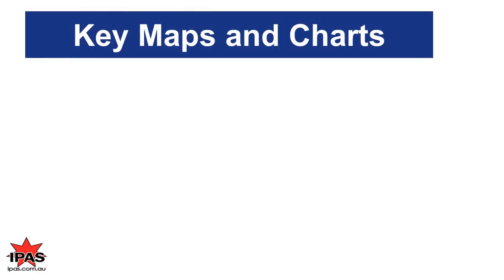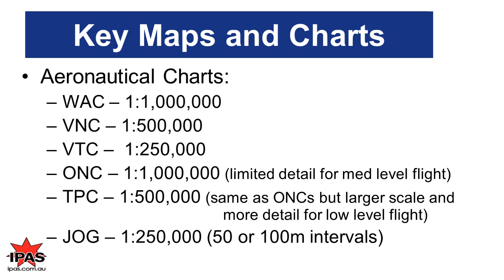Some key maps and charts that we're concerned with, well, aeronautical charts. The three most common aeronautical charts you'll find within the civilian flying industry are the WAC, the VNC, and the VTC. The WAC stands for World Aeronautical Chart, is a 1 to 1 million scale chart, which means that the features on there are quite small in that the area covered by the map is large, so therefore the items on the chart are much more abbreviated. And because this is a chart, it's mainly concerned with navigating. So I'll show you a picture of that on the next slide, and you can see the information that's presented.